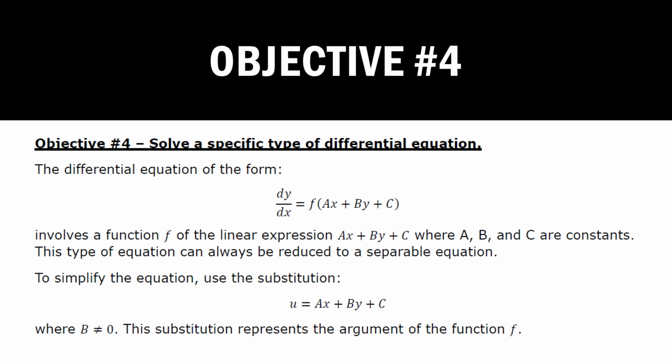So the differential equation of the form dy over dx equals f of ax plus by plus c involves the function f of the linear expression ax plus by plus c, where a, b, and c are constants. This type of equation can always be reduced to a separable equation. So to simplify the equation, we're going to use substitution. So we're going to let u equal ax plus by plus c, where b does not equal 0. This substitution represents the argument of the function f.